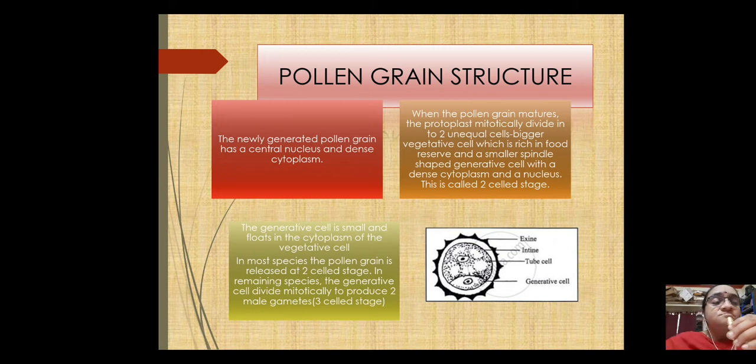At this two-celled stage, mostly the pollen grains are released. Released, in the sense, pollination. Release of pollen grains is pollination. Either they are taken away by insects or wind or whatever. We'll come to that discussion later on. But remember, at the two-celled stage, the majority of pollen grains are released. In a few cases, the generative cell may divide once again mitotically to give rise to one more. So totally how many will be there now? Three cells. So at the three-celled stage also dehiscence may occur.